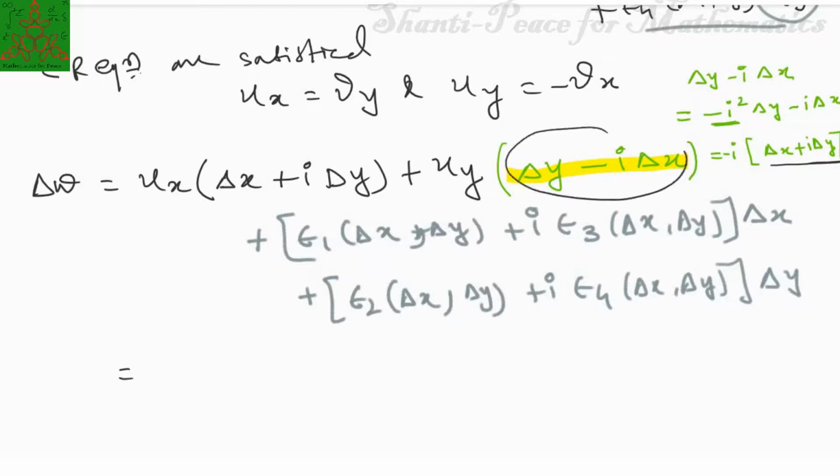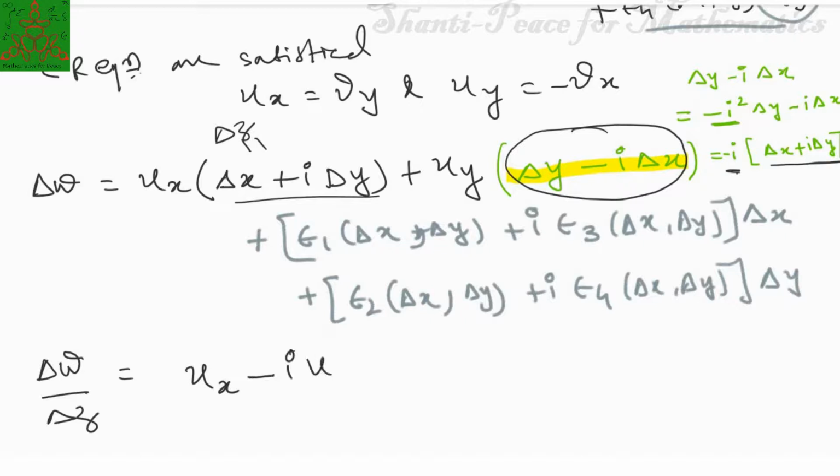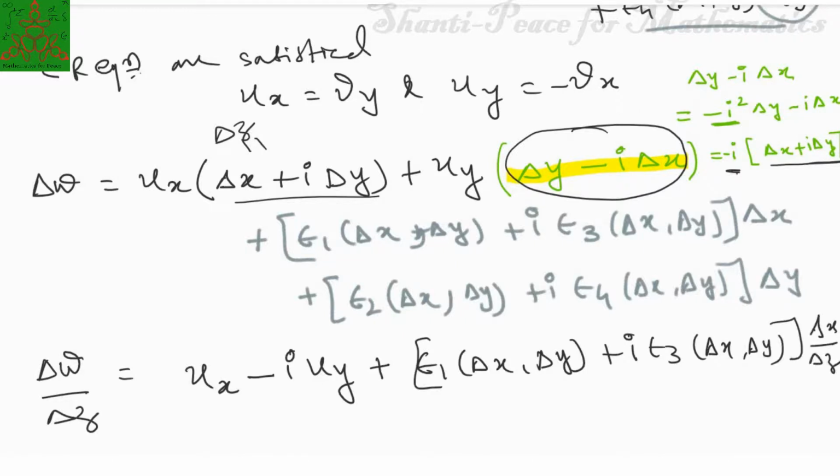Instead of this place we can substitute, and this delta x plus i delta y is already there, and delta x plus i delta y we can write as delta z, and that I can take common out and write in the denominator. So I'm dividing by delta z both sides. So you will have ux here and this minus i is multiplied here, so it is minus i uy plus epsilon 1 delta x delta y plus i epsilon 3 delta x delta y into delta x upon delta z plus epsilon 2 delta x delta y plus i epsilon 4 delta x delta y into delta y upon delta z.